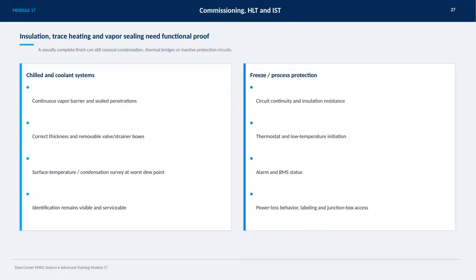On this slide, we focus on the critical need for functional proof of insulation, trace heating, and vapor sealing in chilled and coolant systems. Even if the installation looks visually complete, hidden issues like condensation, thermal bridges, or inactive protection circuits can still pose significant risks. Continuous vapor barriers and properly sealed penetrations are essential to prevent moisture intrusion.